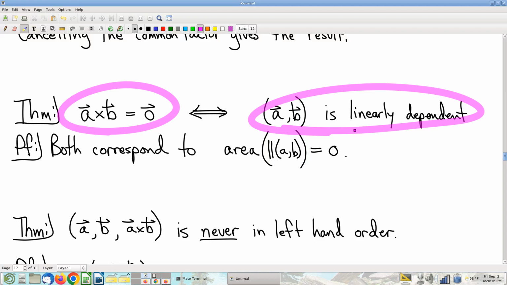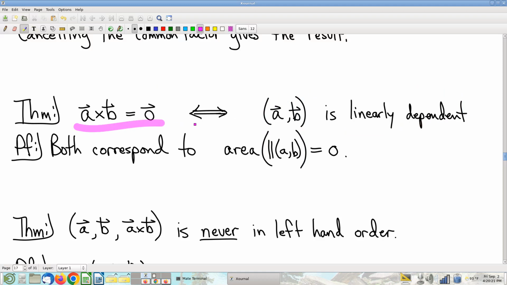Again, you're not responsible for the proof. Take a look. It's not hard. That's appealing. But it's a good thing to know. Cross product is 0 means dependent.